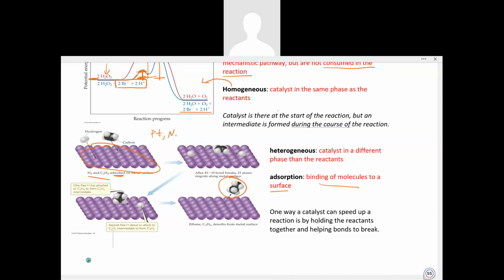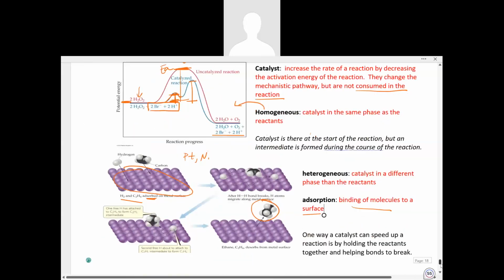So these, again, are examples of having two different phases. We have gas and solid here. So one way that catalysts can speed the reaction up is holding the reactants together to help the bonds break. So that's what we see with this example of a heterogeneous catalyst here.